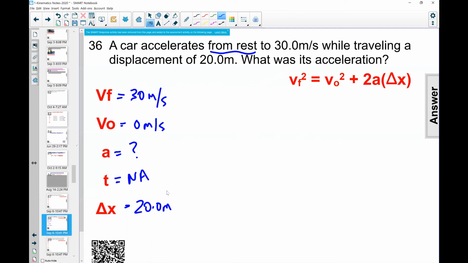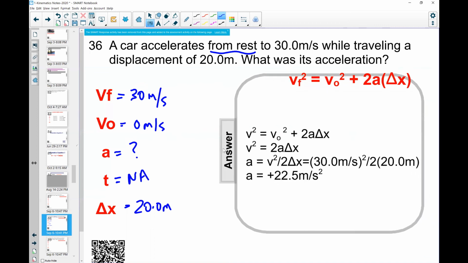All right, seeing quite a bit of consistency here in the answers coming forward. Again, just showing you how I would list the items by their appropriate variables. On this one, the main change is we're not solving for vf squared, we're solving for acceleration. You'll notice because v0 is 0, that part of the equation cancels out, so it simplifies down to final velocity squared equals 2a delta x. So the acceleration would be final velocity squared divided by 2 delta x, and we do come up with a positive 22.5 meters per second squared. Any questions about this example?